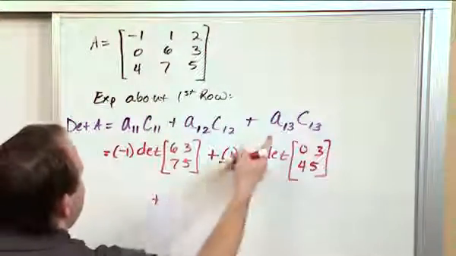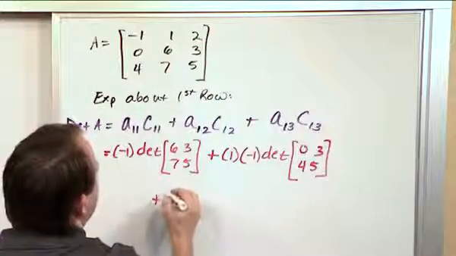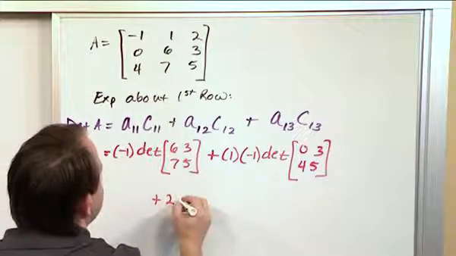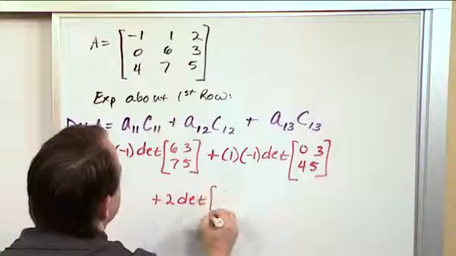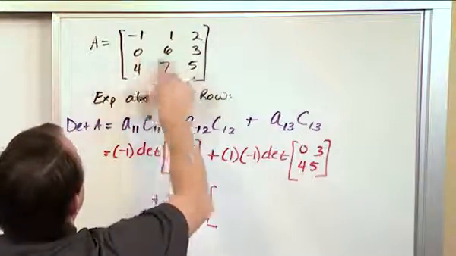And then A13, which is the third element in that row, is going to be 2. And then it's going to be, again, times the determinant of what we have left. We cross it out, 0, 6, 4, 7.